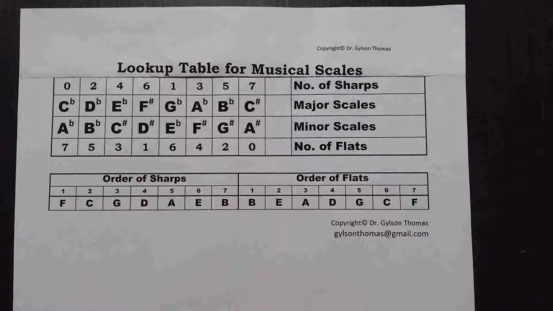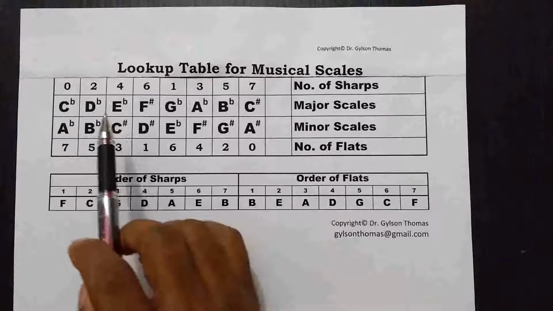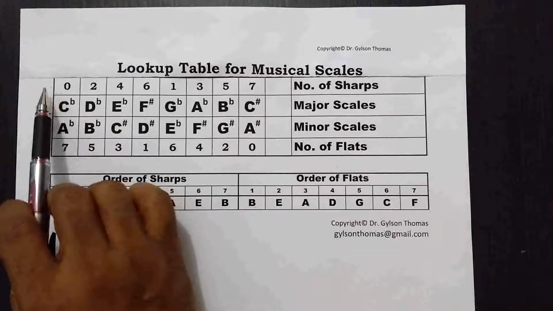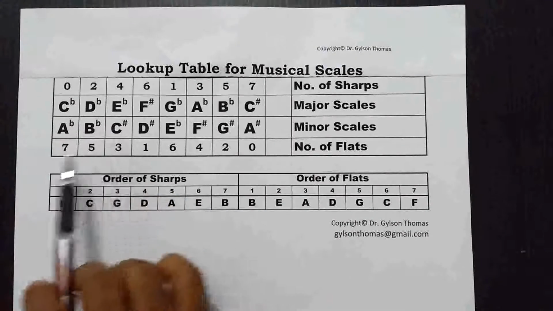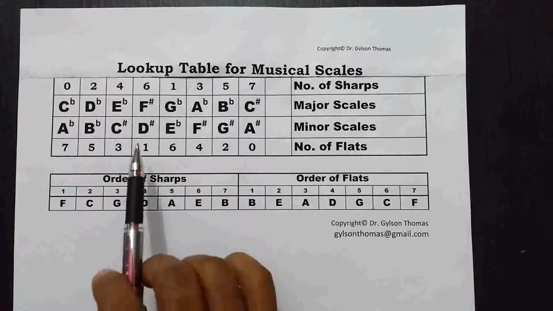I have developed a lookup table by which musical scales and chords can be very easily generated. This is the lookup table which I have developed for generating musical scales and the respective chords. In this table there are 4 rows and 8 columns.